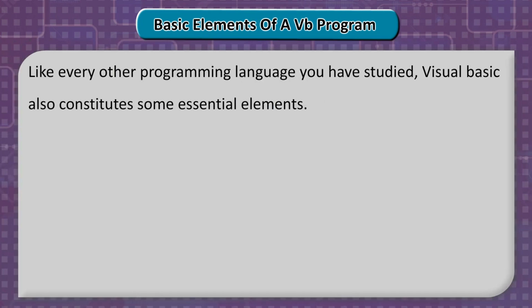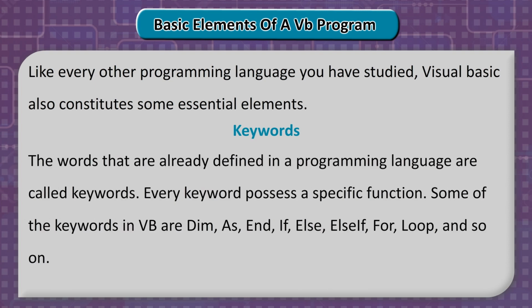Basic elements of a VB program. Like every other programming language you have studied, Visual Basic also constitutes some essential elements. Keywords. The words that are already defined in a programming language are called keywords. Every keyword possesses a specific function. Some of the keywords in VB are Dim, As, End, If, Else, ElseIf, For, Loop, and so on.